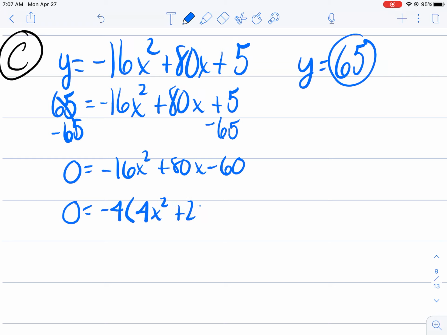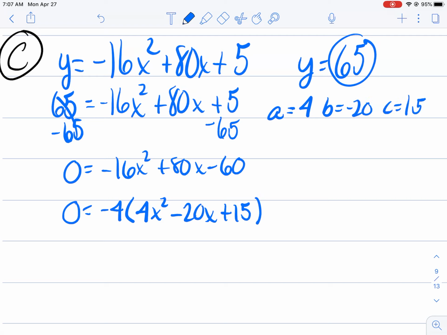So 4x squared minus 20x plus 15. Okay, and then we'll just plug these into the quadratic formula because that doesn't factor, I don't believe. So we have a equals 4, b equals negative 20, and c equals 15. And just so you remember, x equals the opposite of b, plus or minus the square root of b squared minus 4 times a times c, all over 2 times a. Okay, so there is the setup.